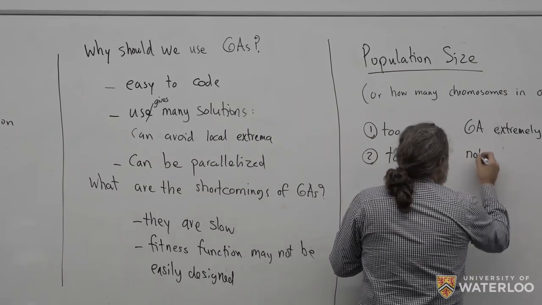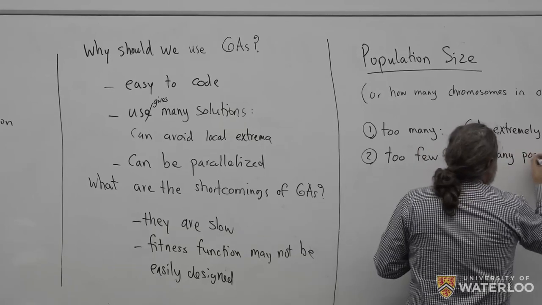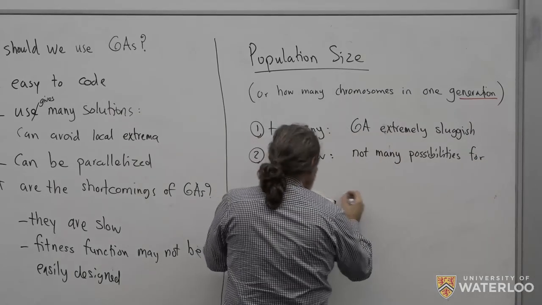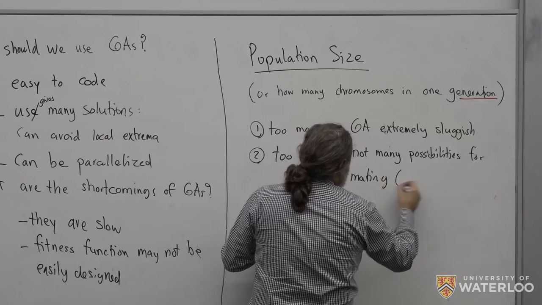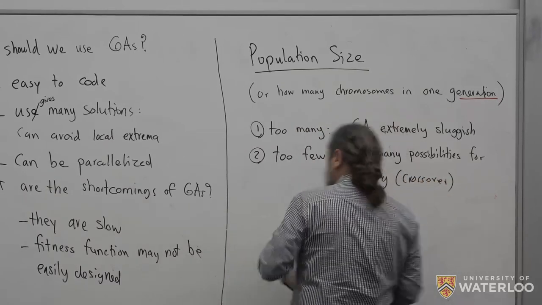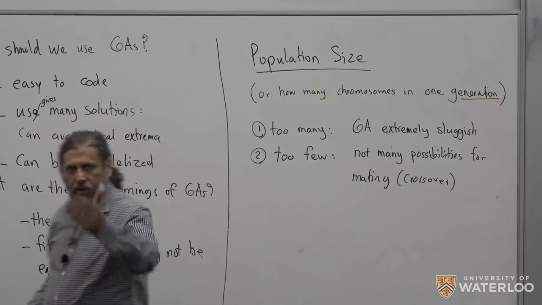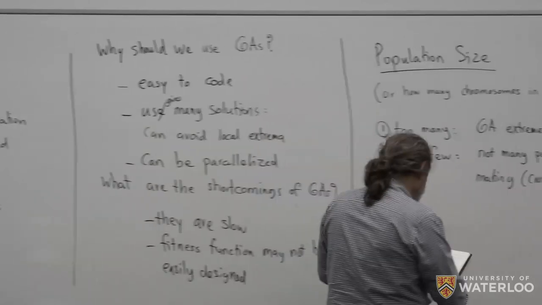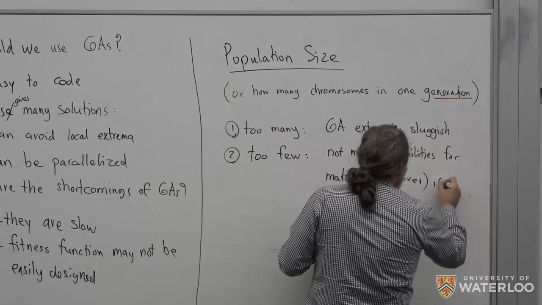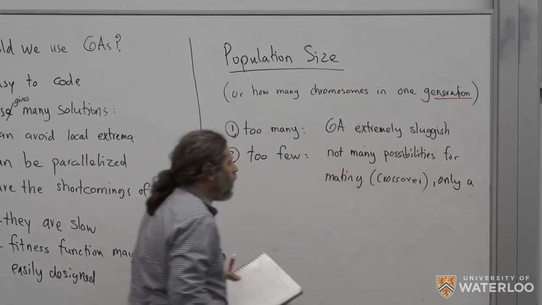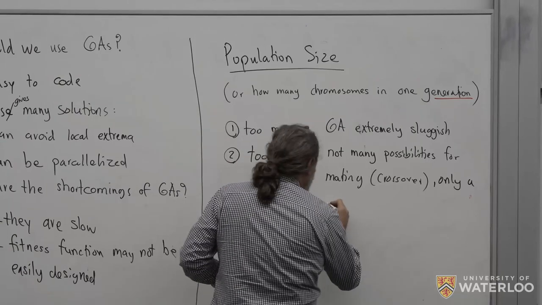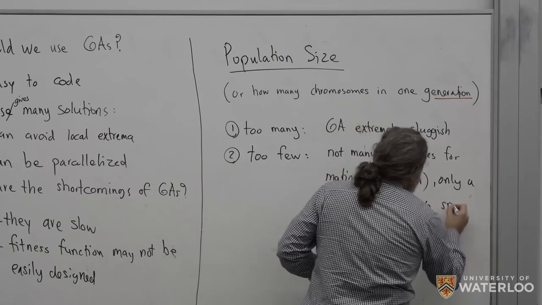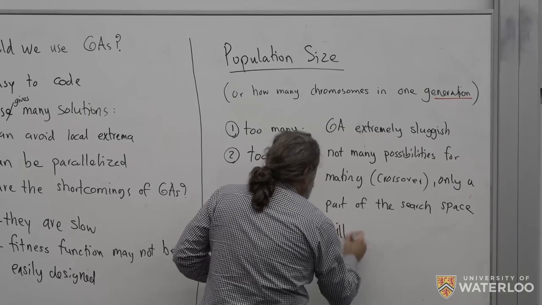So if you do that, there are not many possibilities for mating, which is crossover. What type of society would that be? There's not much choice. Nobody likes that. Which makes the algorithm behave in a way that only a part of the search space will be sampled.